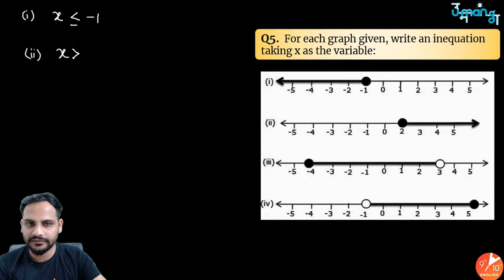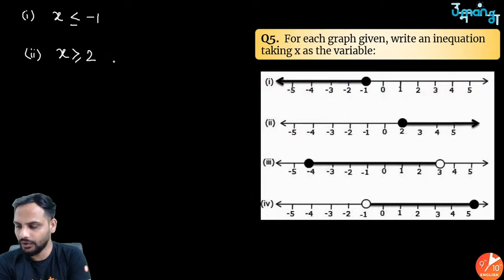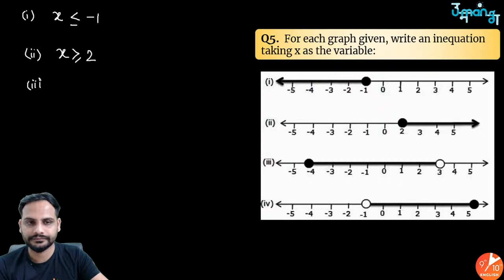So x is greater than or equal to 2. Third one here, darkened circle at minus 4 and greater values than that. So x should be greater than or equal to minus 4.